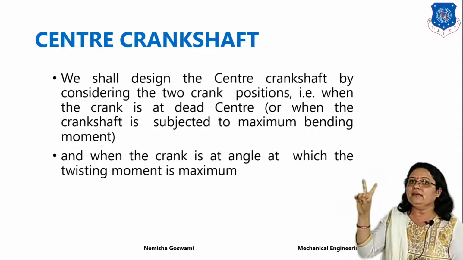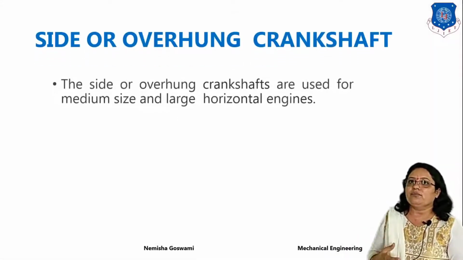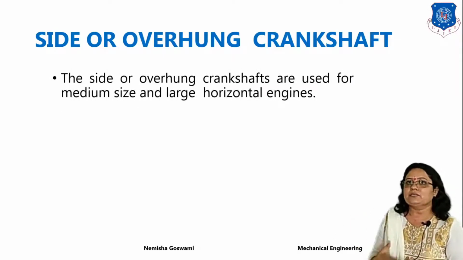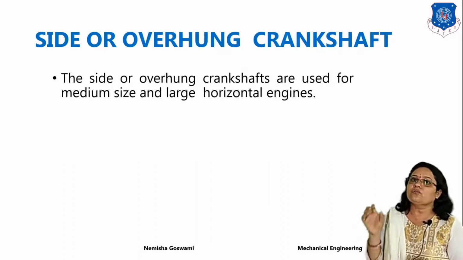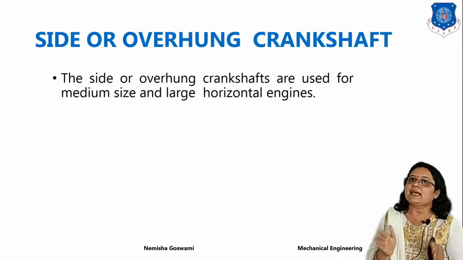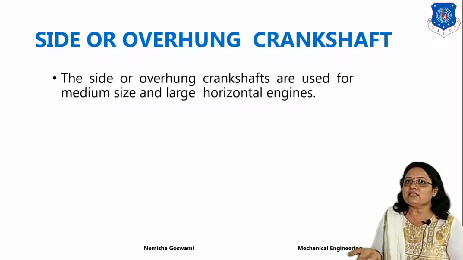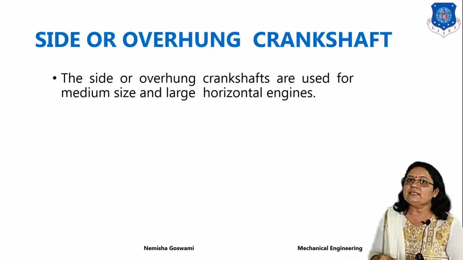So these are the basic two conditions to design your crankshaft. Okay, side or overhang crankshaft. What is this? I have already explained. The side or overhang crankshafts are used for medium size and large horizontal engines. Means when we use the side crankshaft, it is used for medium size and large horizontal engines.